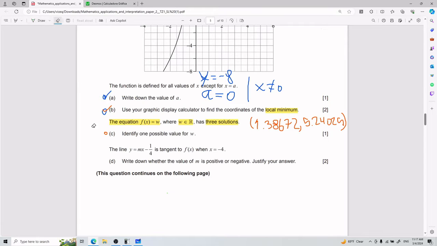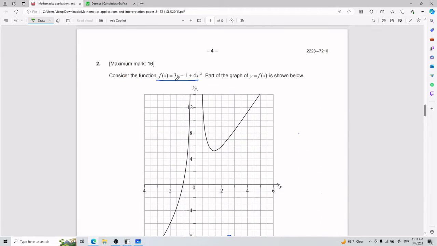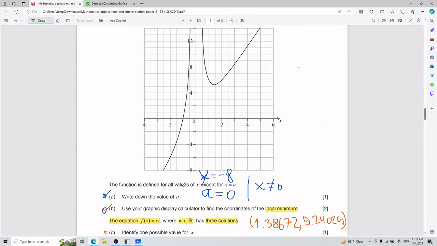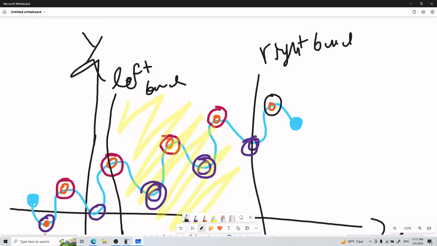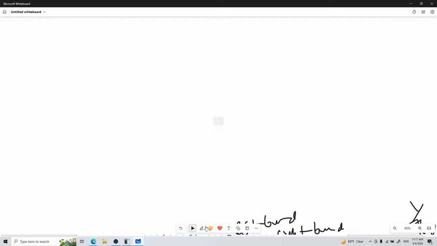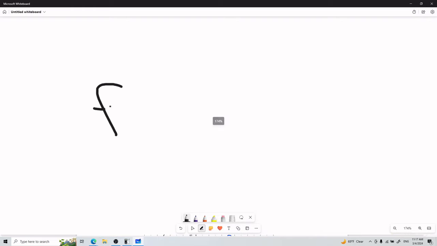So, the equation of f of x equals w, okay? So that means I equal this to a w, and I can have three solutions. Okay, so f of x equals w. Let's understand something right off the bat, see? f of x equals w.